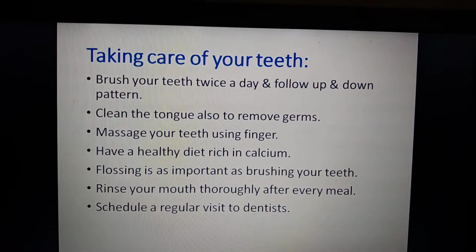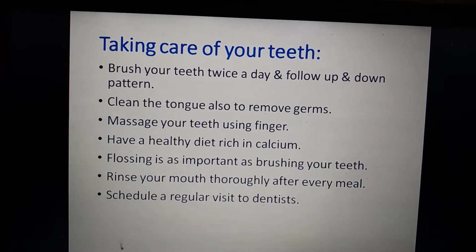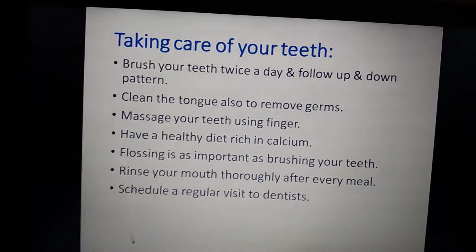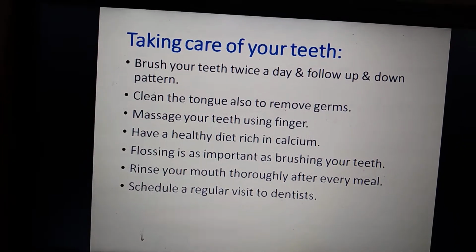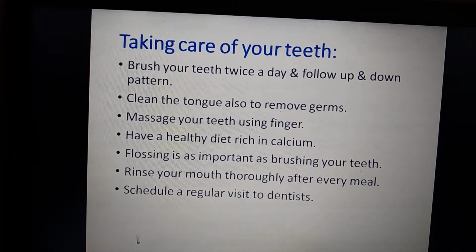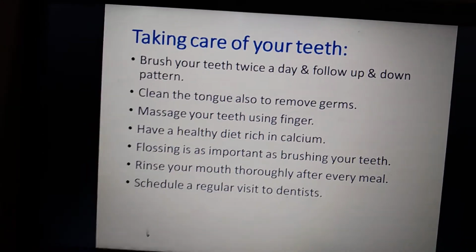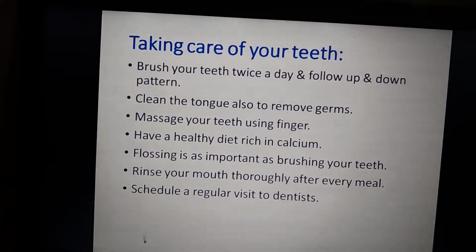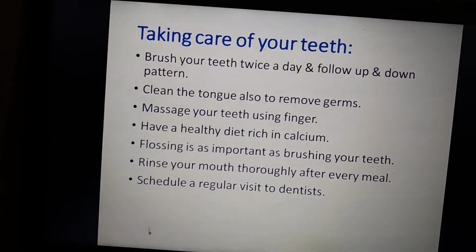Also we have to massage your gums regularly. The pink yellowish part you can see, because of the gums only the teeth can be held in the jaw, right? So you have to use your finger and do a little massage for the gums. If you are massaging your gums, your teeth will be very healthy.